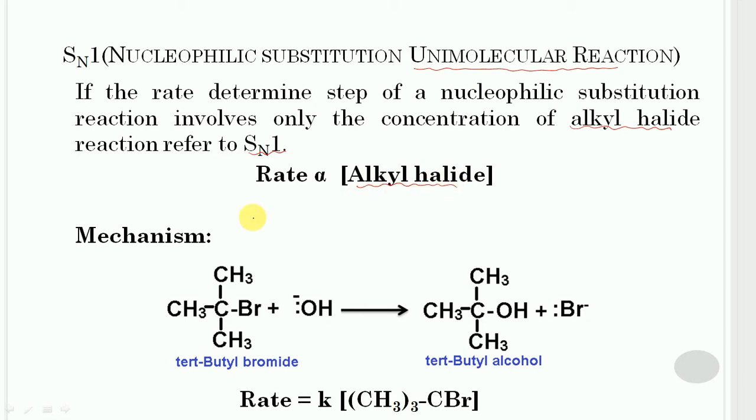Let us consider its example, the hydrolysis of tertiary butyl bromide with hydroxide, and in this case tertiary butyl alcohol will get formed. Kinetic study of this reaction reveals that the rate of the reaction depends only upon the concentration of tertiary butyl bromide and is independent of the concentration of the hydroxide ion, even though it is consumed in the reaction.